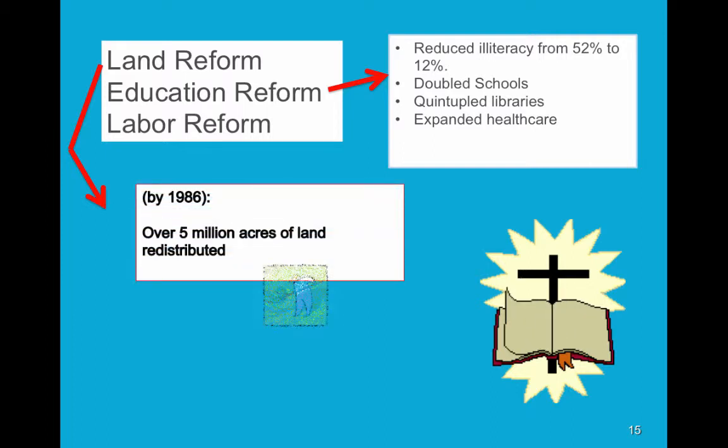And the labor system as well. So by 1986, they have education reform, pretty good, and now they're doing land reform. And of course, they'll do labor reform as well. But land reform, over 5 million acres of land being redistributed, that is revolutionary.